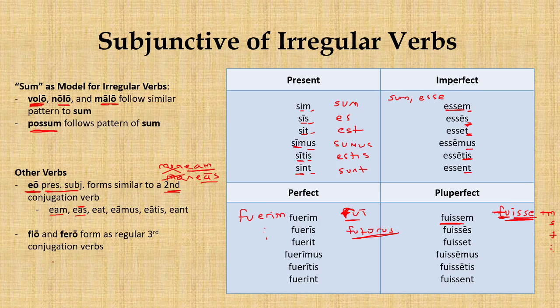Otherwise, eo and fero, two of our other irregular verbs, form very similarly to the other third conjugation verbs. So yeah, I think I'll end it there.